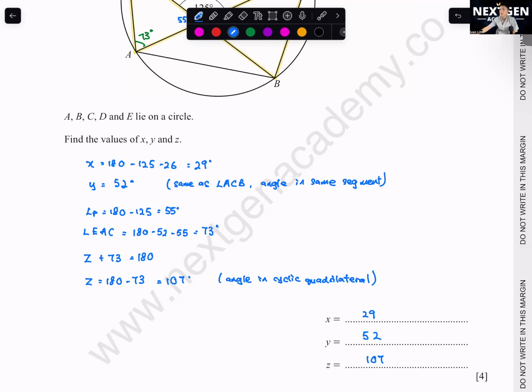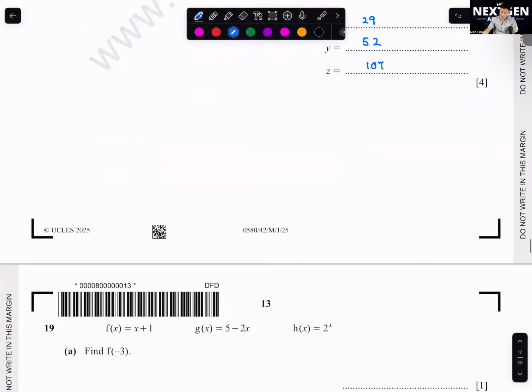4-mark question. Okay, I don't think anyone asked this one. So all of you should be master already, circle theorem. Okay, let's go to question 19 right now.